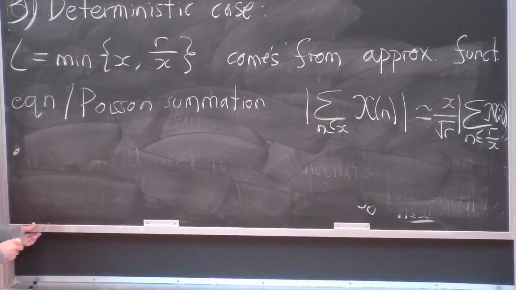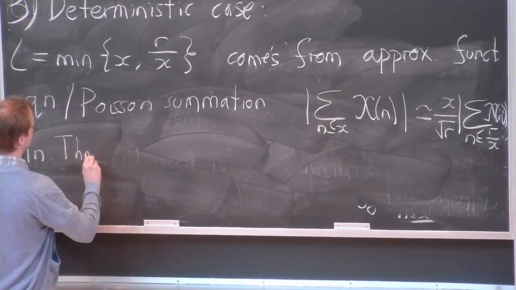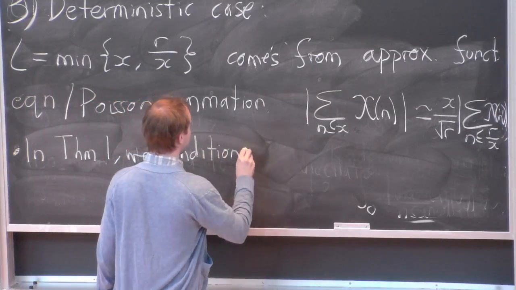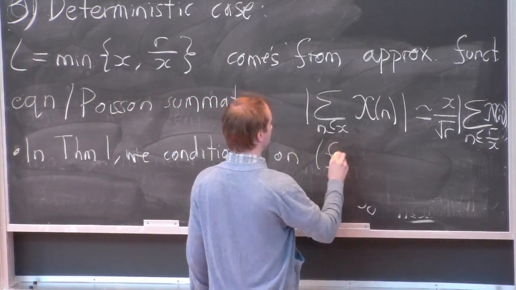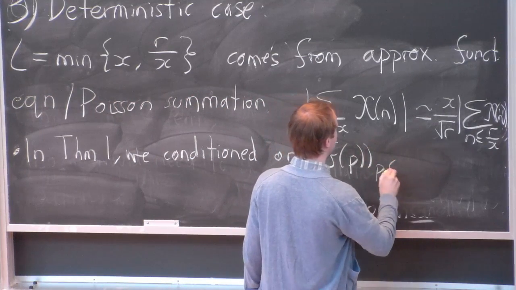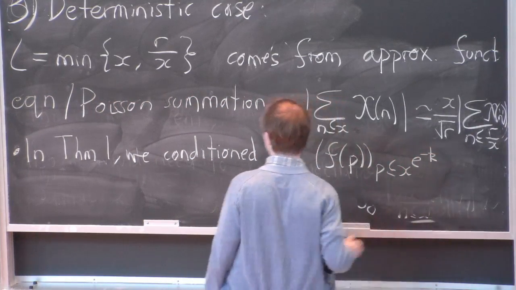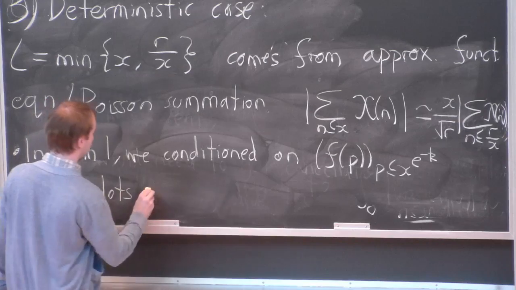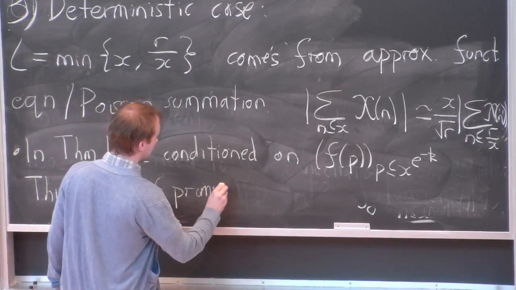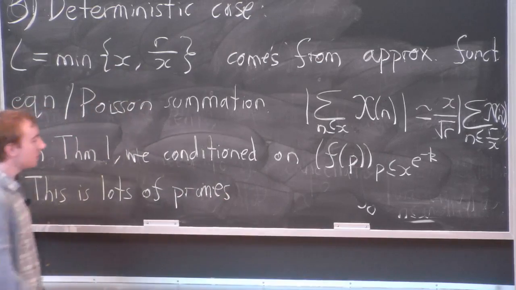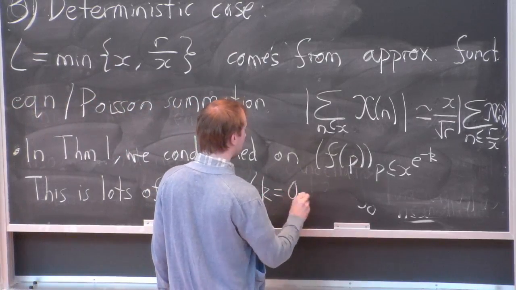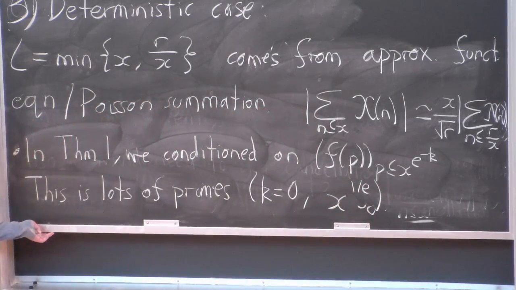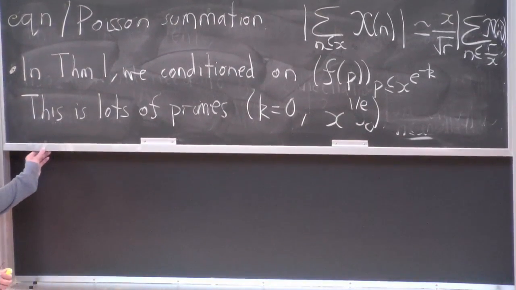Right, and the last thing I'll say, so in theorem 1, we conditioned on these primes f of p for p up to x e to the minus k. So this is lots of primes to condition on. So for example, when k is 0, this is all the primes up to x to the 1 over e power of x. So I can't really hope to do anything like that for Dirichlet characters.